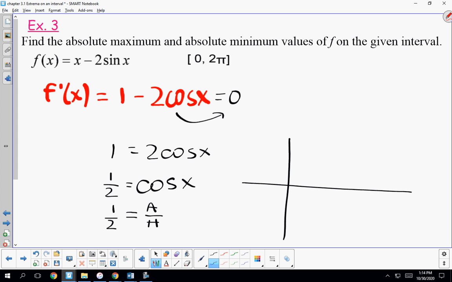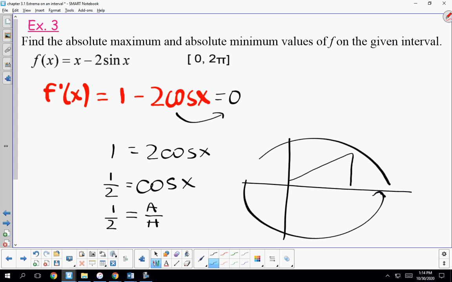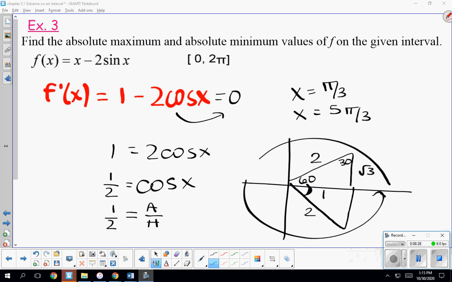So I need that triangle, and we are looking from 0 to 2 pi, so we're going all the way around. So my first triangle, in which my adjacent side is 1 and my hypotenuse is 2, is going to be that 30, 60, 90. So this is a 60-degree angle, or pi over 3. The hypotenuse can never be negative, but my adjacent side would also be positive here in quadrant 4. So I'm also looking at this angle, which is x equals 5 pi over 3.